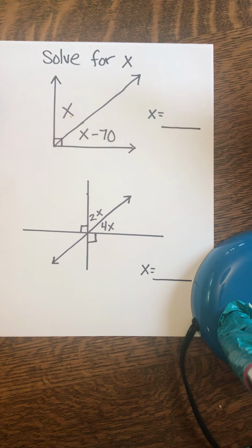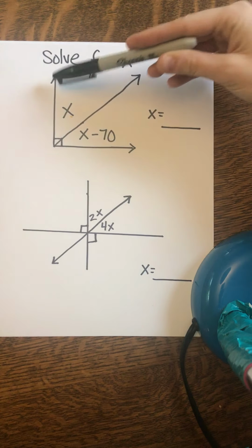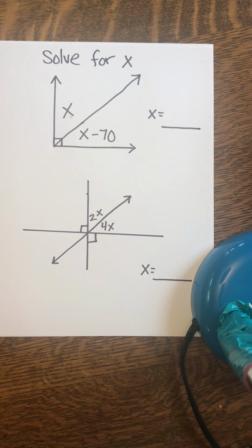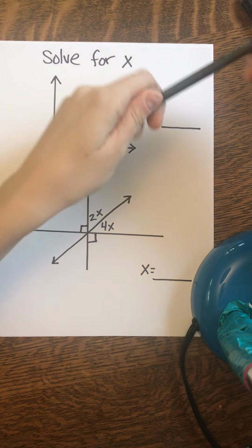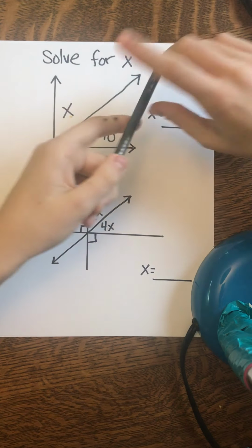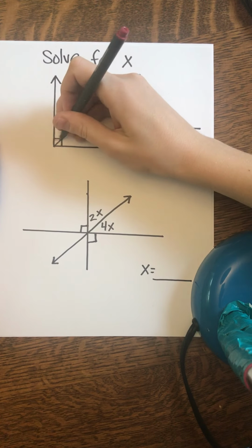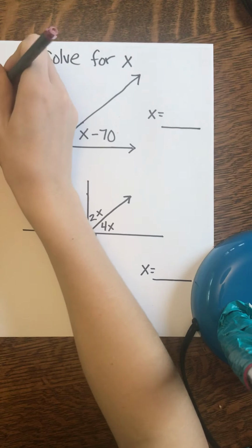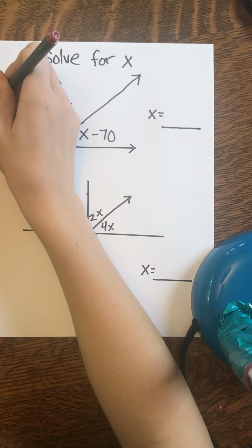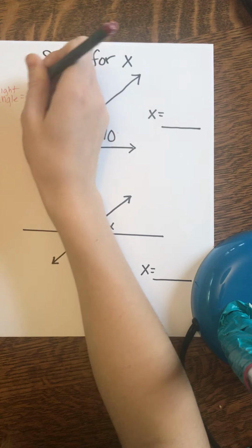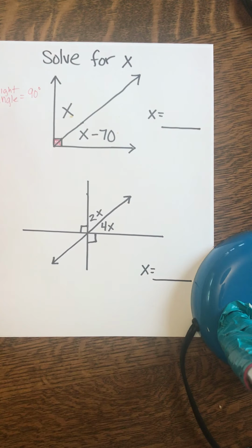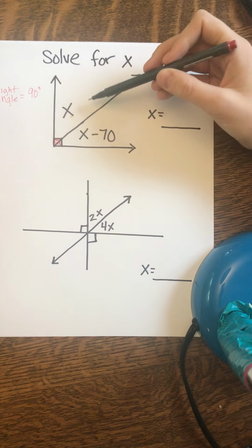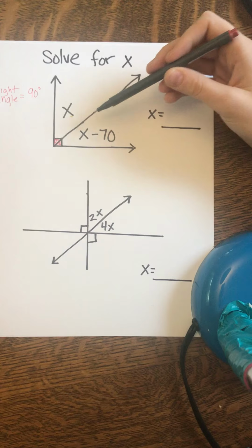First of all, I need to know that this is a right angle. Everyone, when they saw this problem, should have noticed that this is a right angle. The little box right here tells me it's a right angle. And I'm going to write that right angles equal 90 degrees. Something else I know right away is that angles that make up right angles are complementary angles.